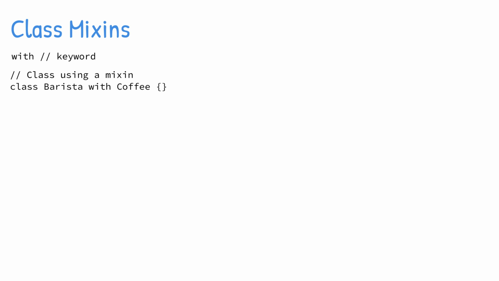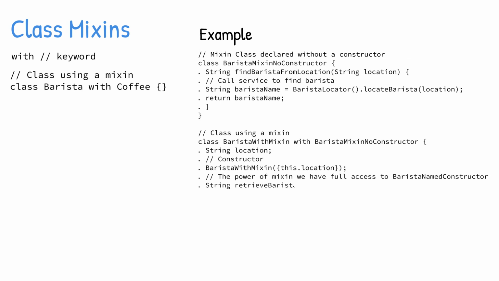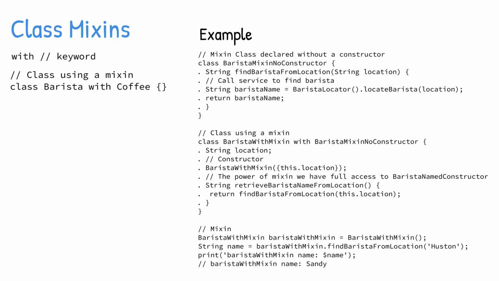The class that implements a mixin does not declare a constructor. Usually the mixin class is a collection of methods. In the following example, the mixin class barista mixin no constructor has a method called findBarista from location that returns a string. This method calls the locateBarista service and returns the barista name in a specified location.